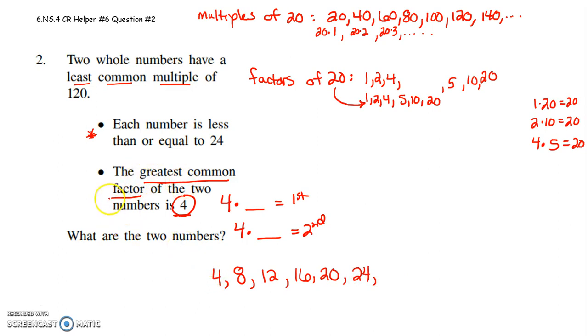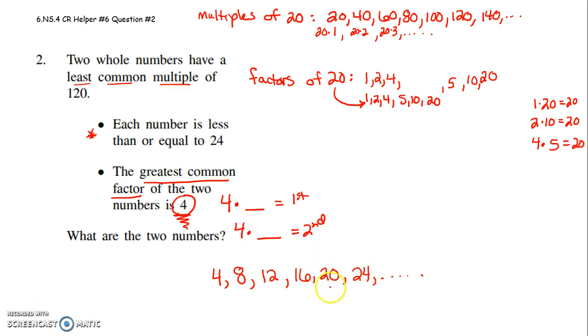So if I know the greatest common factor between the two numbers is 4, 4 has to be a factor of the two numbers. So these are the possible choices because our two numbers have to be less than or equal to 24. So I don't even have to keep going. But if I know 4 is a factor of these two numbers, then these two numbers have to have 4 as a factor. And so here's lots of numbers that have 4 as a factor that are less than or equal to 24. Okay. But the least common multiple of the numbers has to be 120.